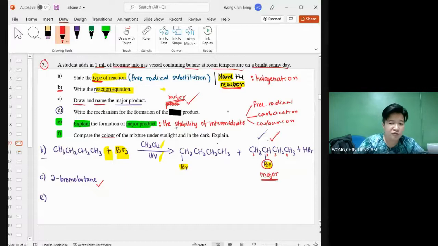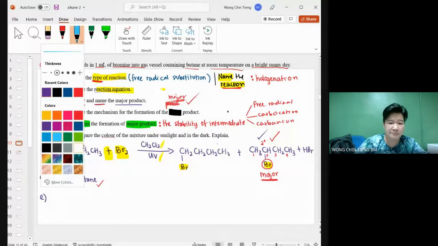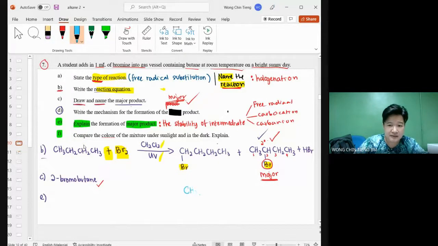Of course, saya kata yang ni major sebab kamu tengok kelas secondary. Cepat, betul. Tapi reason dia yang betul-betul kenapa dia adalah major, sebab sebelum dia jadi produk, carbon ni jadi free radical. Okay? So carbon ni adalah secondary free radical.